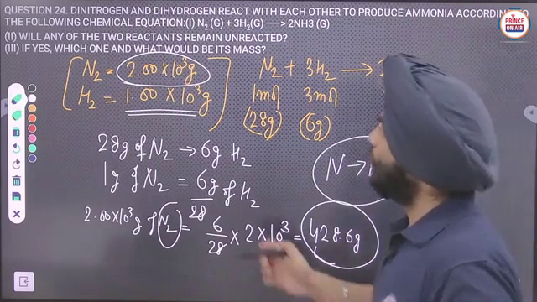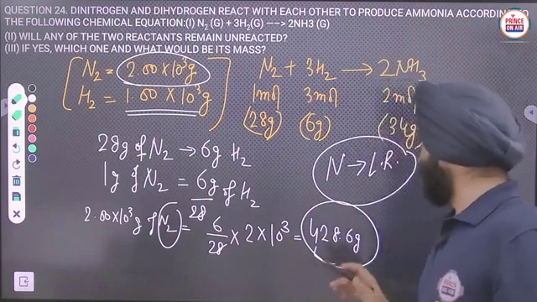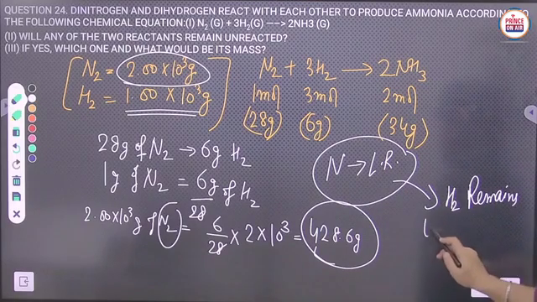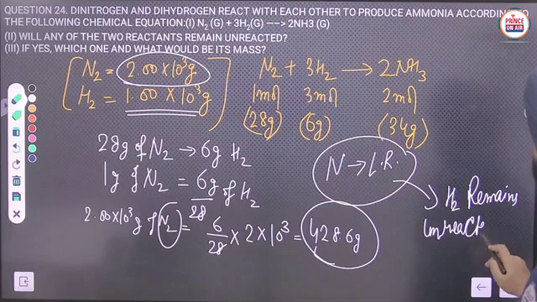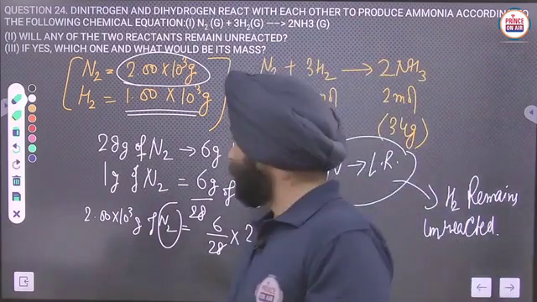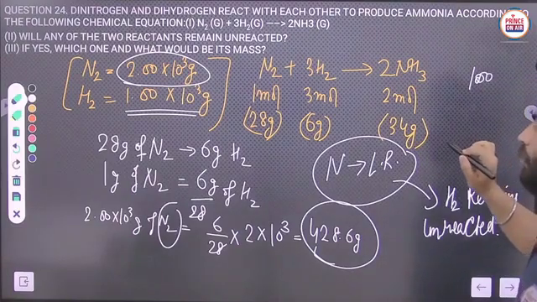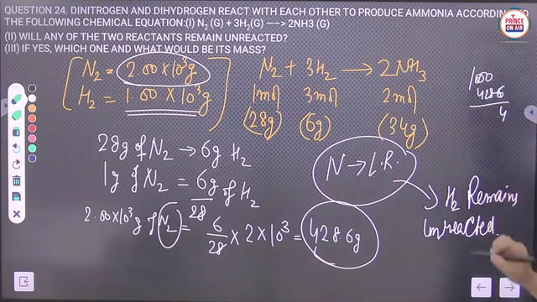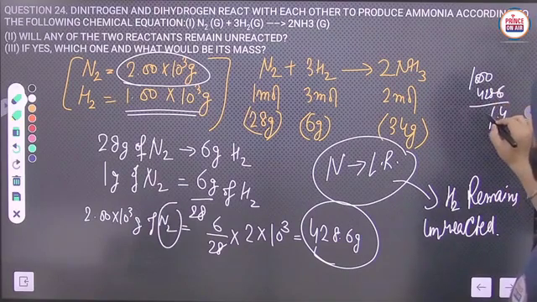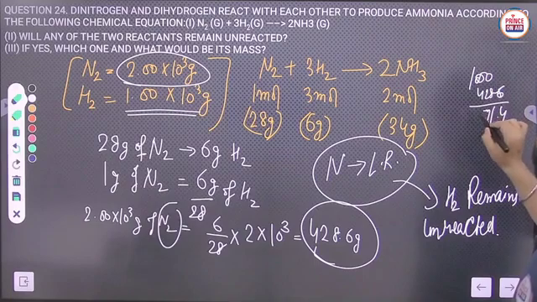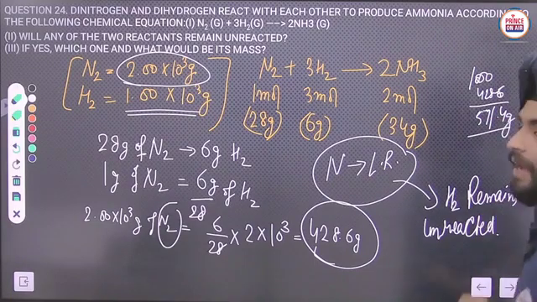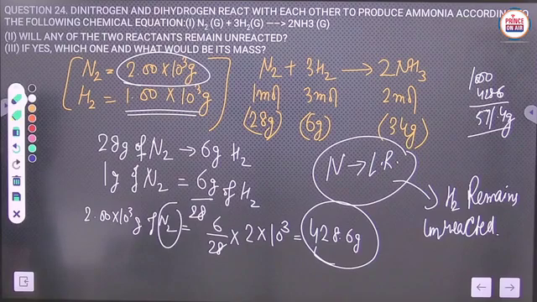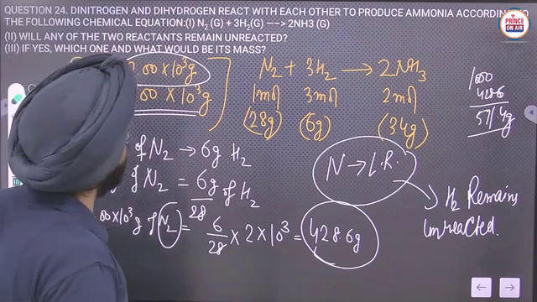Okay, so will any of the two reactants remain unreacted? Yes, hydrogen remains unreacted. How much? See, 1000 gram is the mass of hydrogen given to you, and 428.56 gram has reacted. So 571.4 gram is the excess amount of hydrogen here. So nitrogen is the limiting reagent, and if you want to calculate the amount of ammonia, you can calculate it.